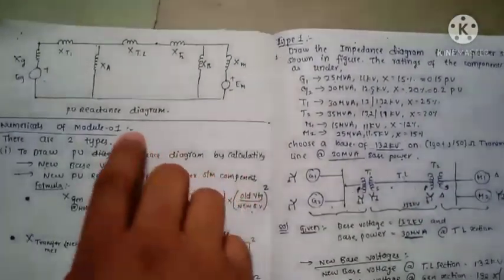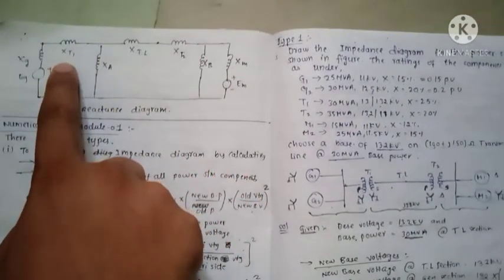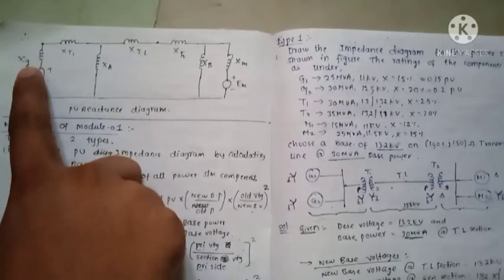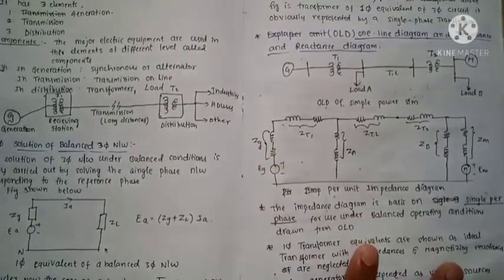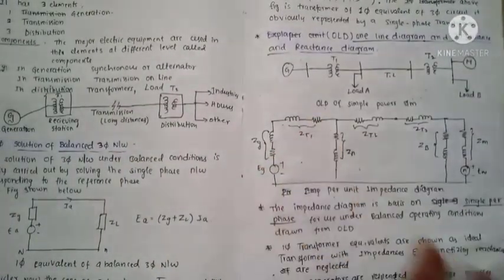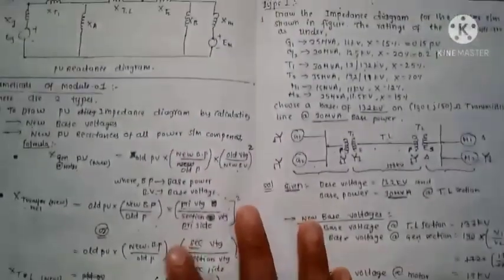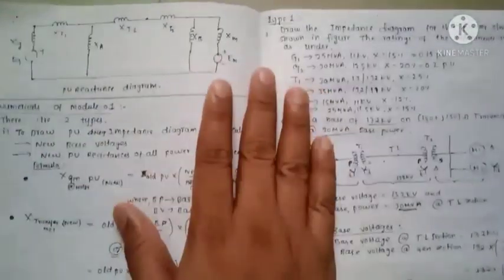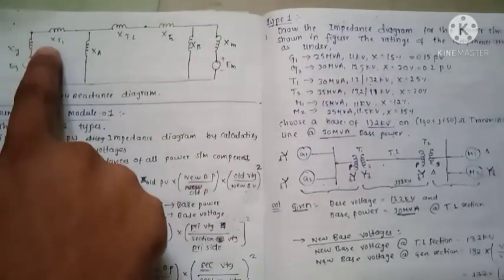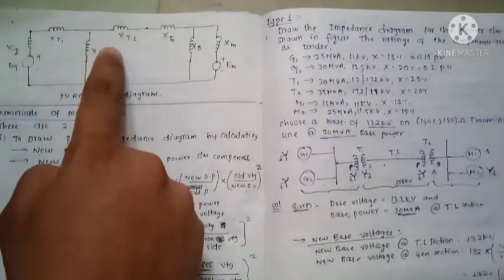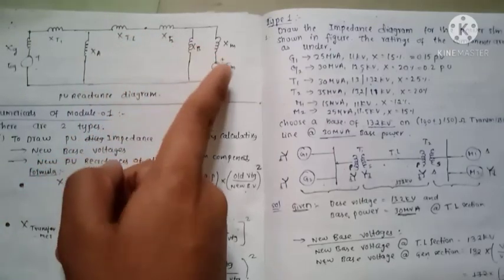The figure is just given here. This is Xg, right? The generator reactance. We have neglected the resistance at the generator, and we have neglected the T1 resistance. We have just drawn the reactances like this: Xg, Xt, Xa, Xb, Xtl, X2, Xm, Em.